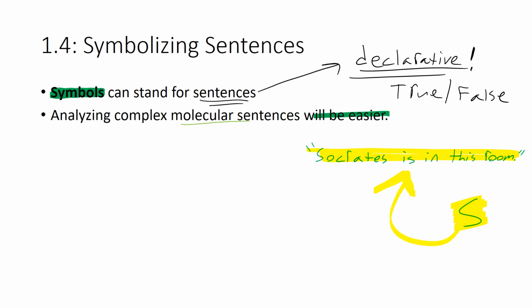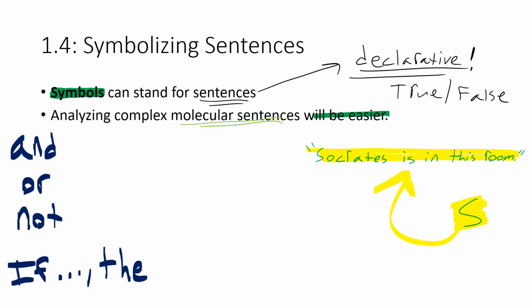Also note that a molecular sentence will always have at least one sentential connective. Once again, I'm jumping ahead of the textbook, but that's okay. I'm not going to let that stop me. If we think about the and, the or, the not, the if, then, we also symbolize these. For example, the and, we will use the wedge. The or, we will use the descending wedge. The not, we'll use either the tilde or this symbol. I don't know if it has a name. If it does, please let me know. And then the if then, we will use an arrow.